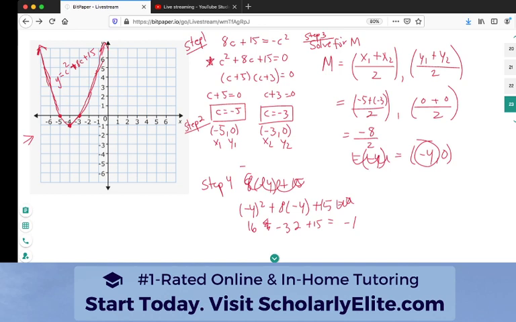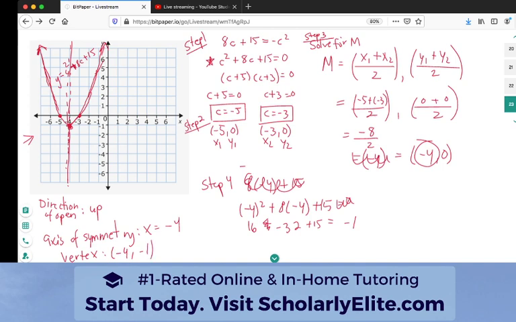Again, we're going to go over basically what are the kind of things your teacher might ask you. So again, direction of opening: upwards. Another thing they might ask you is, what is the axis of symmetry? Pretend that's a straight line, you guys. The axis of symmetry is x equals -4, because that's exactly where this is symmetrical, right? So the x value of your vertex is the axis of symmetry. Your vertex in this case is -4, -1.